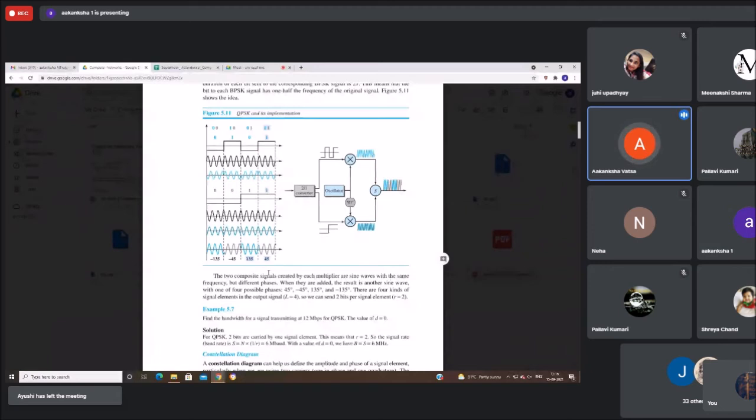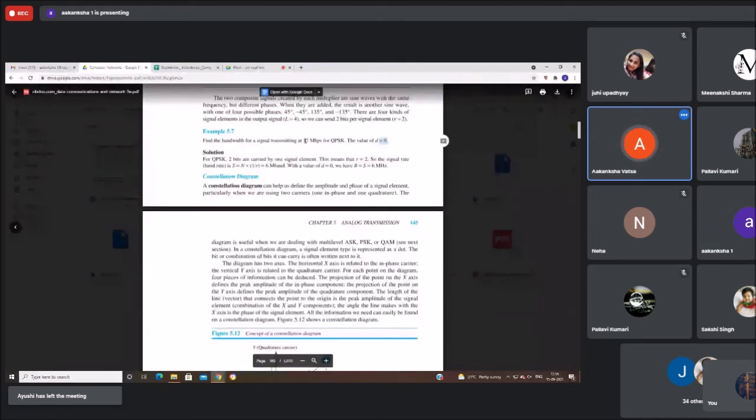So 2 bits are carried by 1 signal element. For QPSK, we are normally using quadrature PSK and not QAM, only QPSK. So what we can say is, as per this figure 5.1, for QPSK normal implementation, we can send 2 bits per signal. So 2 bits are carried for one signal element. This means that R equal to 2.